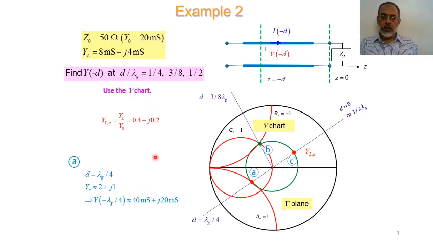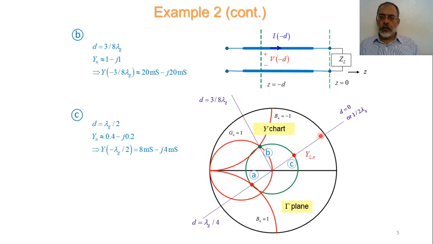Now in a similar way, we can obtain the admittance at the distance 3 over 8 lambda. We look at the distance from the generator at this point, and we add to this distance 3 over 8, and we can find that this value is greater than 0.5, so we subtract 0.5 to find out the location after lambda over 8, or after 3 over 8 lambda guide.